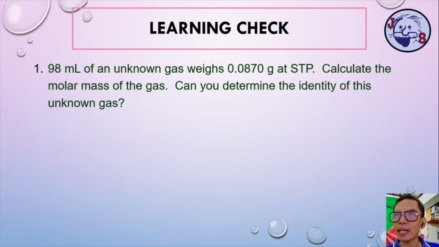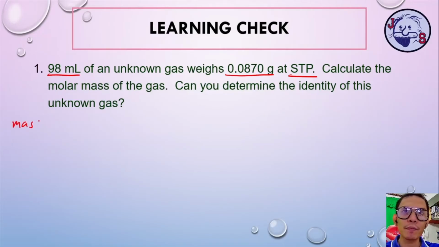We have 98 mL, which is the volume, no doubt about it. And we have the mass. Aside from the volume and the mass, we have STP. So we can say that the pressure is at STP and the temperature is at STP. Let's write them all down.